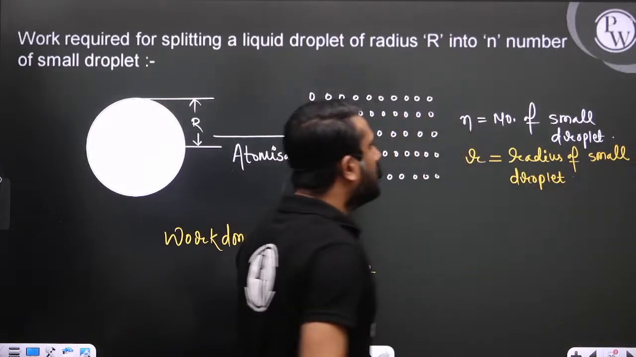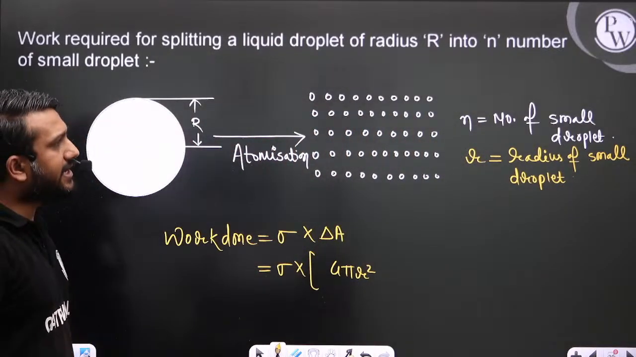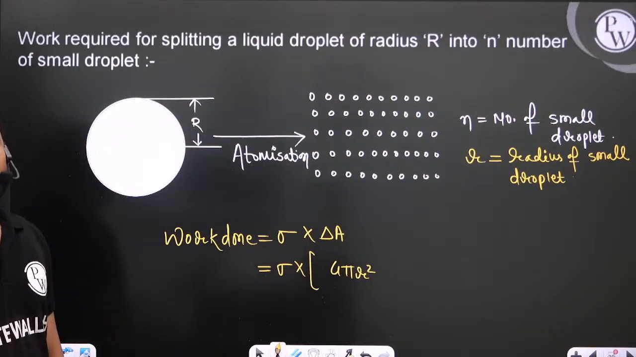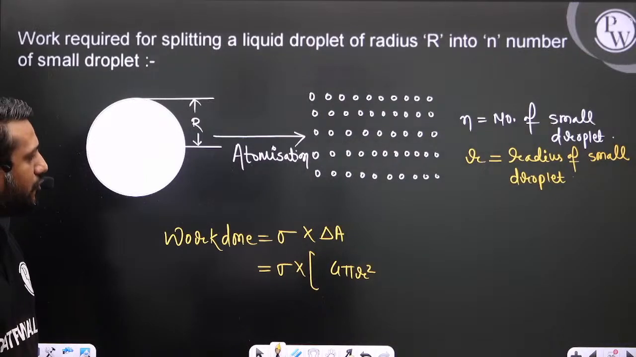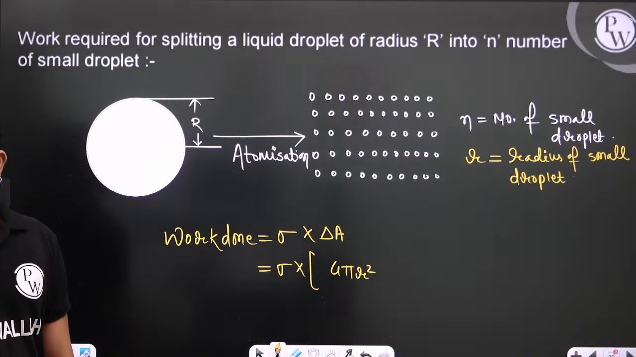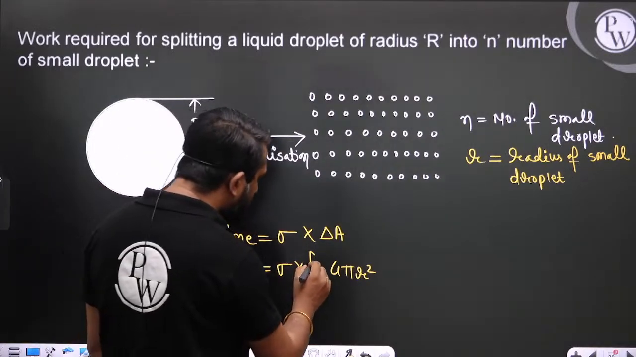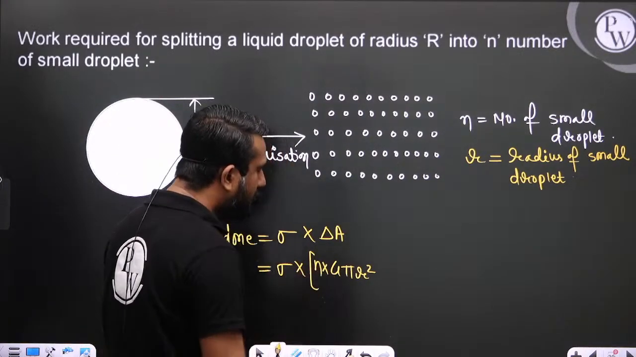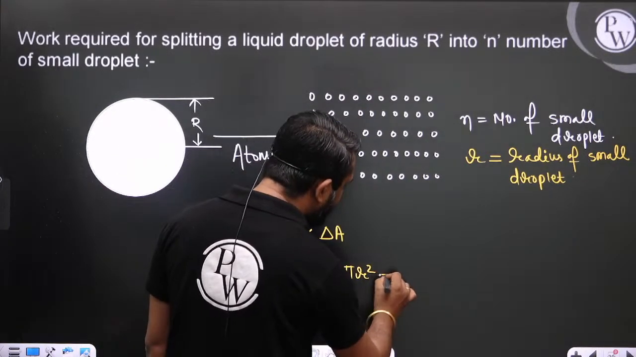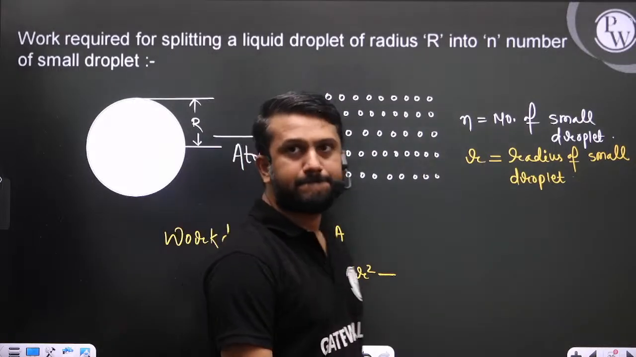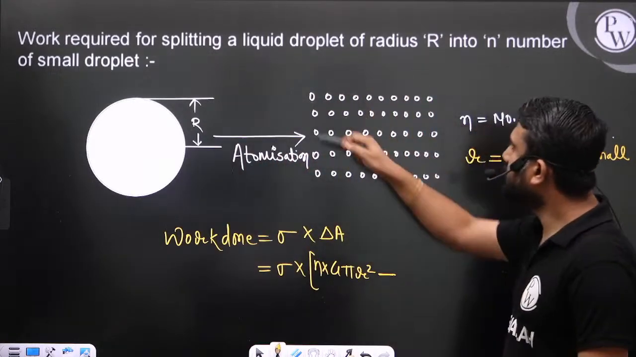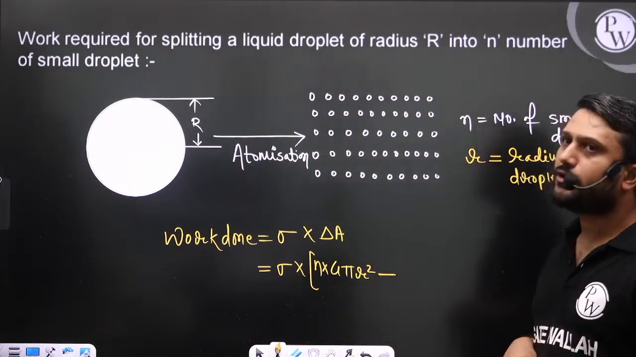Right? So the surface area of one small droplet is 4 pi r square. And there are n number of droplets. So this is n multiplied by 4 pi r square. This is the total surface area of these n small droplets.